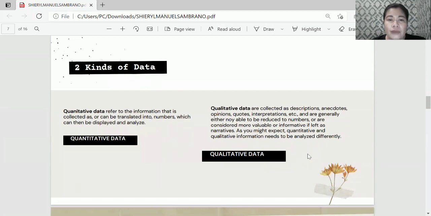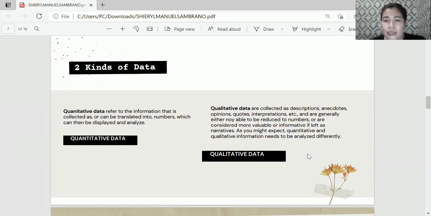There are two kinds of data, the quantitative data and the qualitative data. What is qualitative or quantitative data? Quantitative data refer to the information that is collected as or can be translated into numbers, which can then be displayed and analyzed. Next is, what is qualitative data?